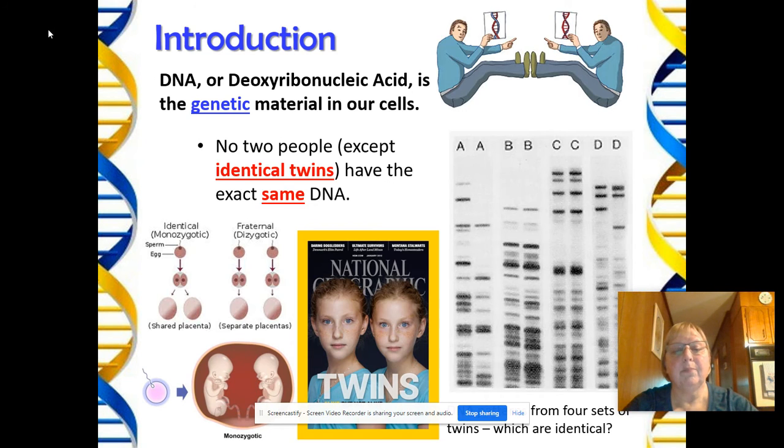Just to introduce some basic concepts, DNA is deoxyribonucleic acid. It is the genetic material in our cells. No two people have the same genetic code except identical twins, and they do have the same DNA. It's obviously been noted that if you're an identical twin, you are mirror images of yourself, that if one writes right-handed, usually the other writes left-handed.